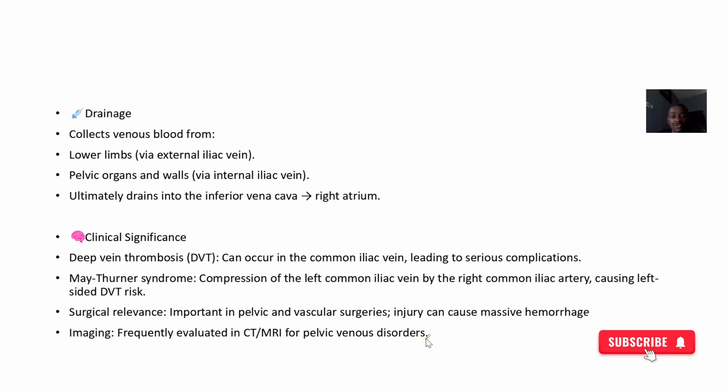Okay, so drainage: it collects venous blood from the lower limb, from the pelvic organs and the walls. Then it will now drain into the vena cava, the inferior vena cava.